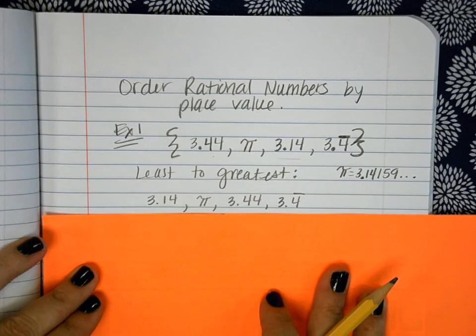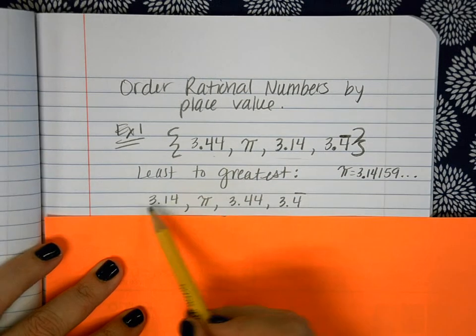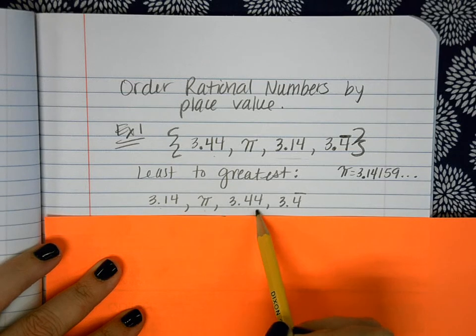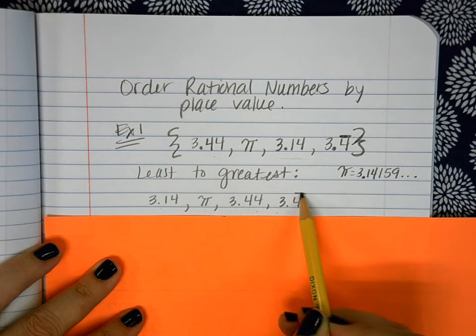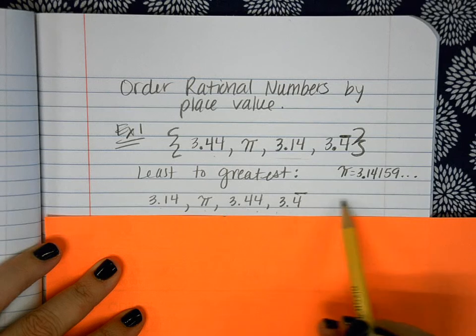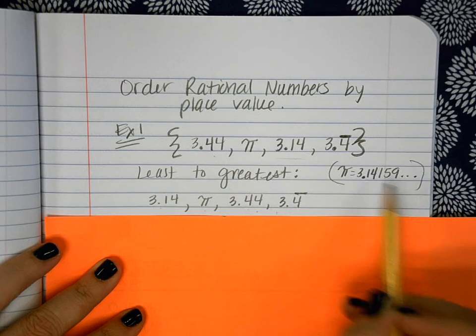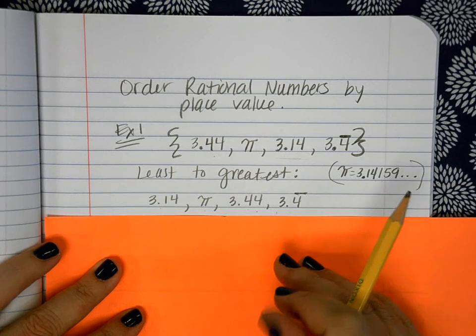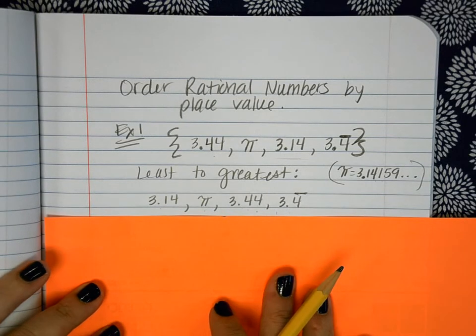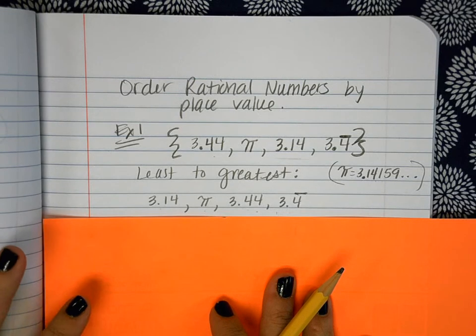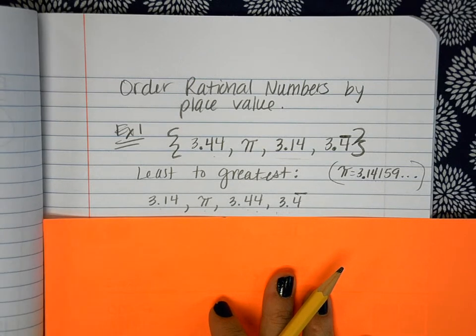Okay, so here you go. 3.14, pi, 3.44, and 3.4 repeating. Because this 4 will just keep going, right? Yeah. Okay. I put over here on the side what pi is, just so you guys know. It goes 3.14159, and then a bunch of other numbers after that. Okay, on your quiz, you'll have to do this. Sometimes with decimals, sometimes with fractions.